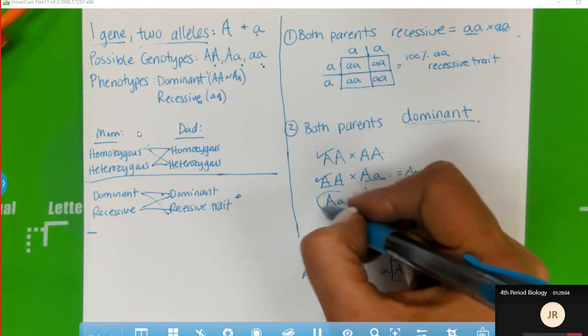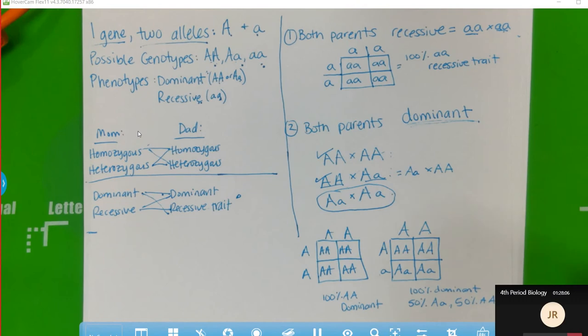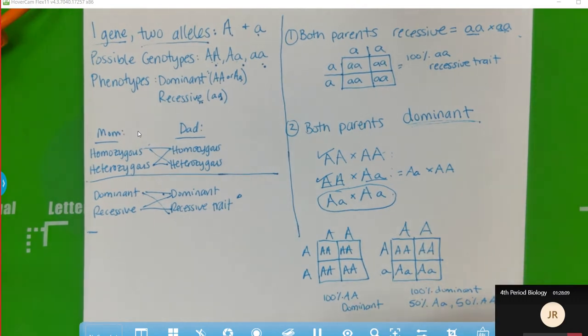And then our third Punnett square, this is probably the most special Punnett square, because both parents show the dominant trait, but because both parents are heterozygous, it is special in that it's the only Punnett square where you're going to get a child that doesn't match either parent.